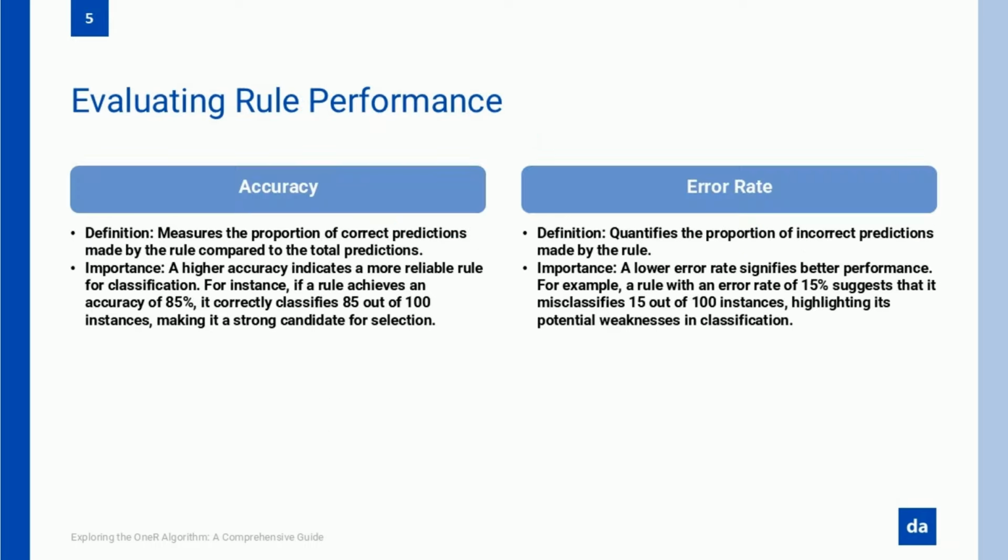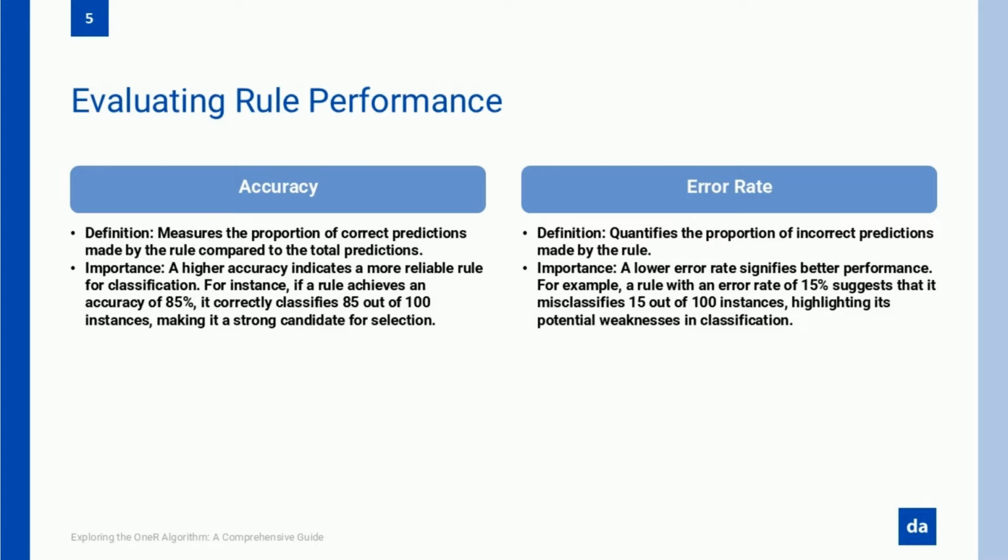You've built your rule, and now it's time for the real test, evaluating its performance. Think of this as putting your algorithm on the stage and seeing how well it delivers in front of an audience. This step is all about understanding how accurate and reliable your rule is and where it might fall short.